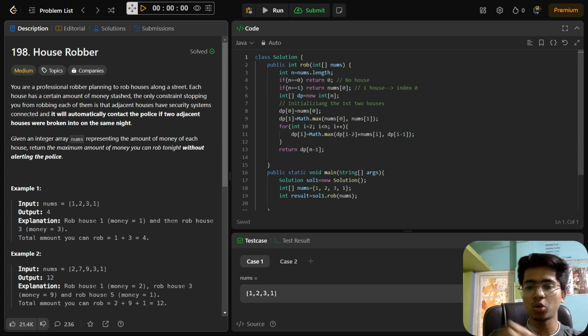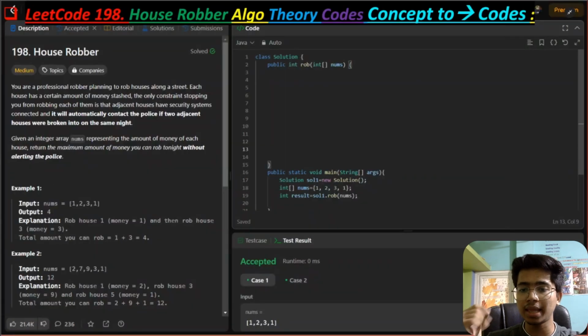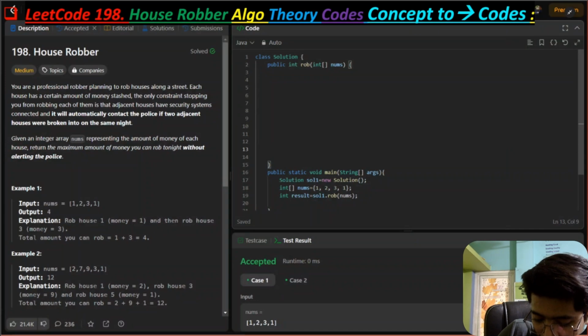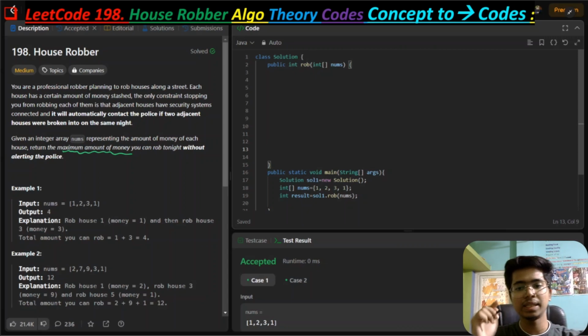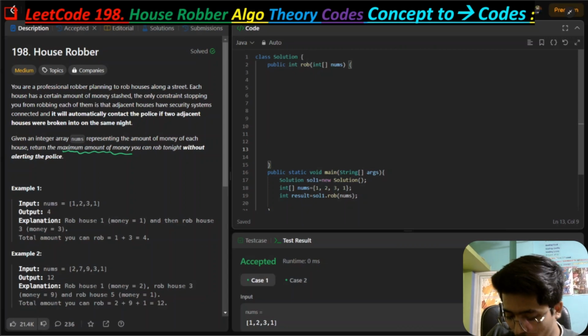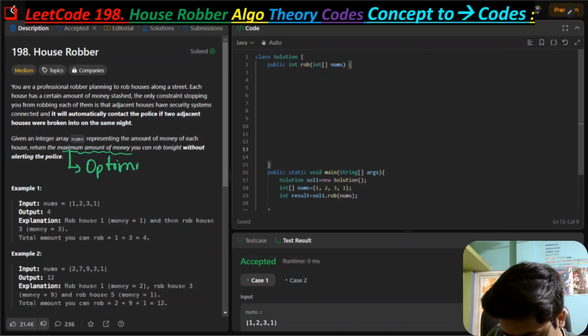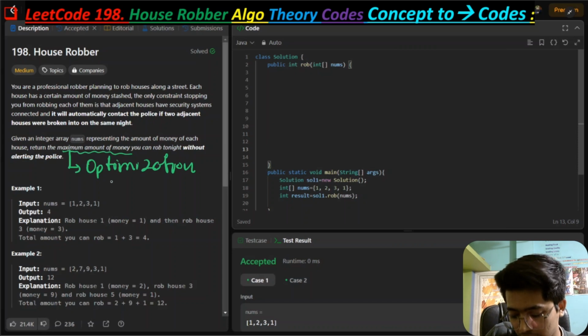Maximum amount of money, so get the point. Whenever you get a situation like maximum amount, you have to keep in mind one important term, that is optimization. Maximum, minimum, greatest, least, these are all problems of optimization. So from here we understand that this is a problem of optimization. That means we can apply dynamic programming here for faster programming.